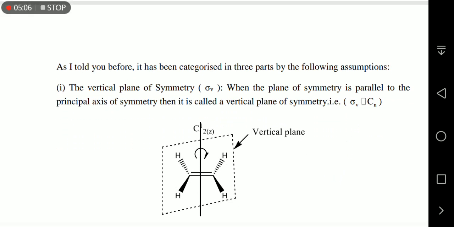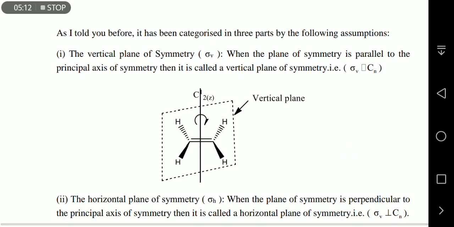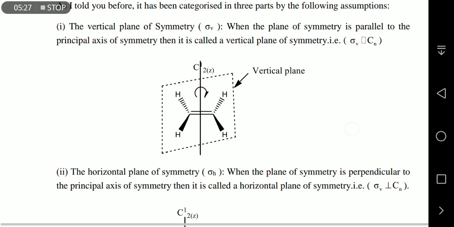The vertical plane of symmetry. When the plane of symmetry is parallel to the principal axis of symmetry, then it is called a vertical plane of symmetry. You can see here C2 is the principal axis and there is one plane of symmetry which is parallel to the C2 axis, known as the vertical plane of symmetry.